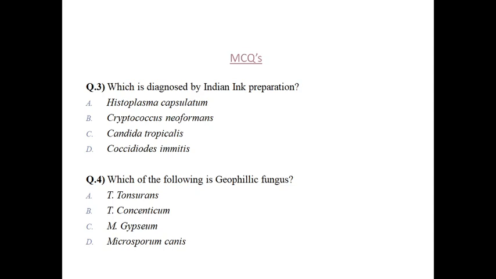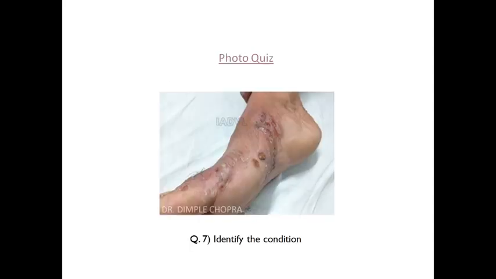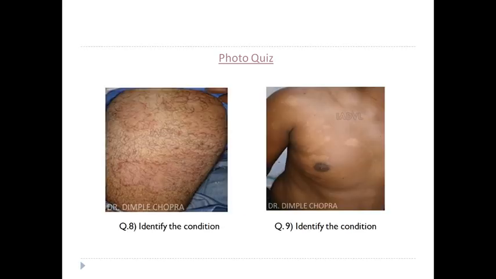Which of the following is a geophilic fungus? That is Microsporum gypseum. Then spaghetti and meatball appearance is seen in P. versicolor. Which of the following is called jock's itch? That is tinea cruris. So you have to identify this condition. This is tinea pedis, vesicular bullous type. This is tinea corporis. The last one is P. versicolor. Thank you very much.